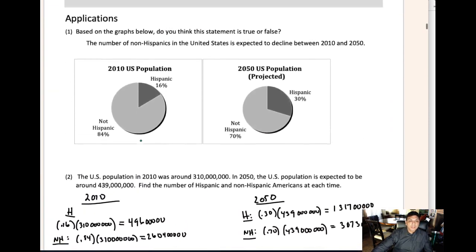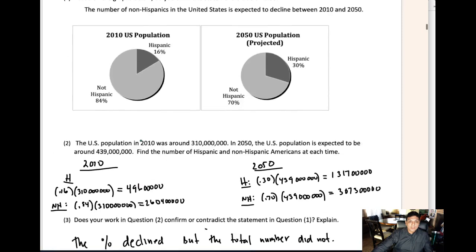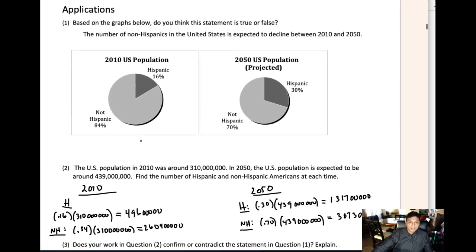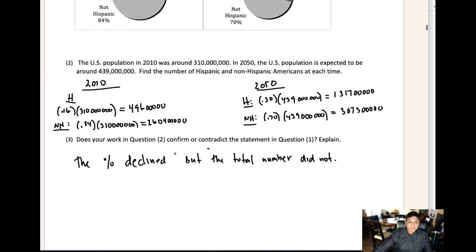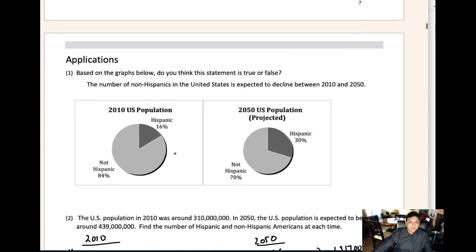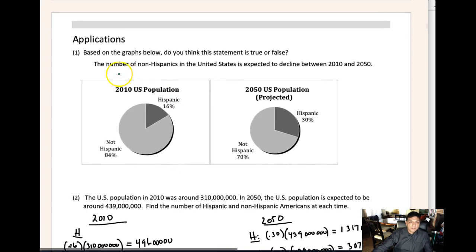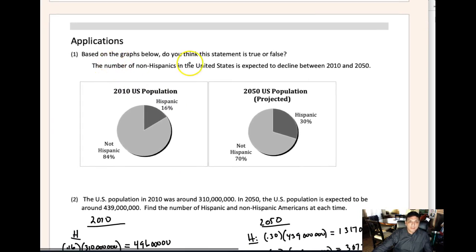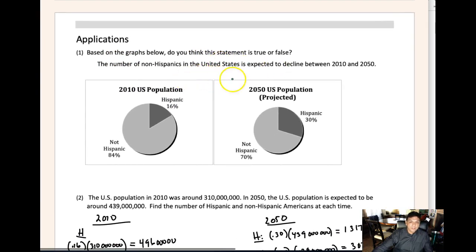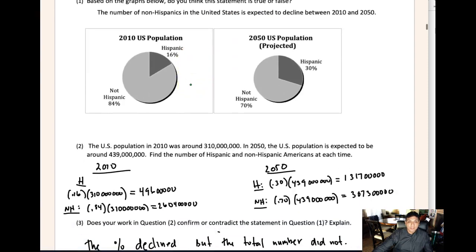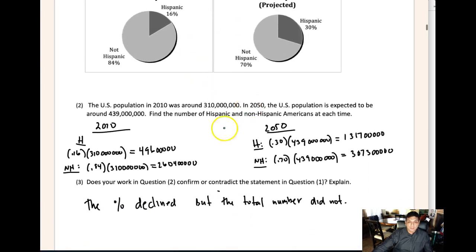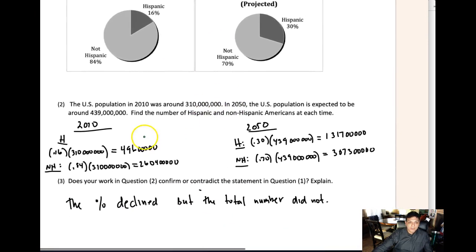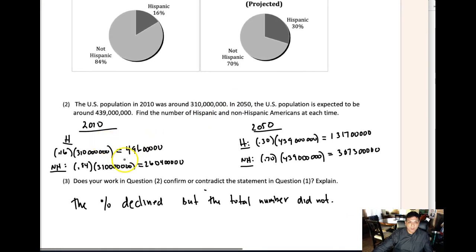And then lastly, we have this application problem here. You can see the graphs here, two slightly different graphs. Let's answer this. Based on the graphs below, do you think the statement is true or false? That's going to be your opinion. Now, with that information, how would we do some estimates? You can see we're taking a part of the whole.